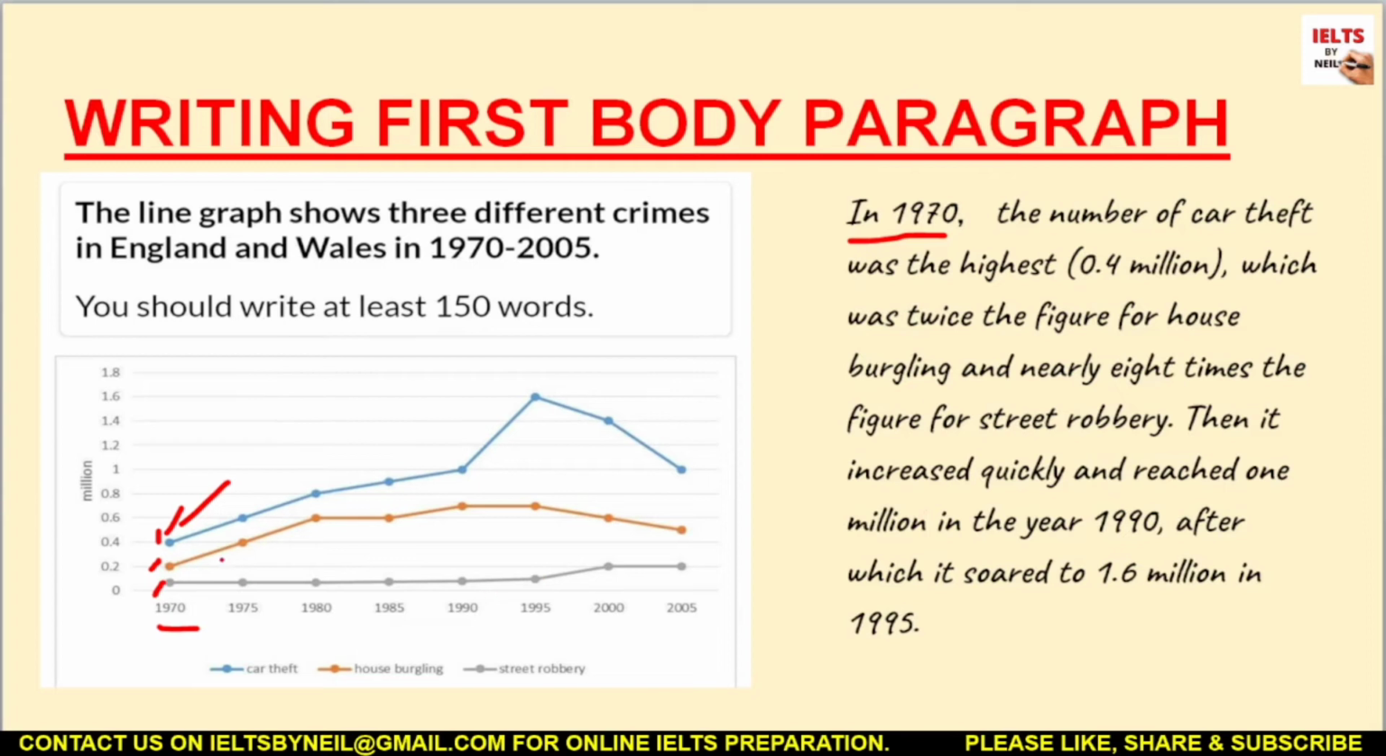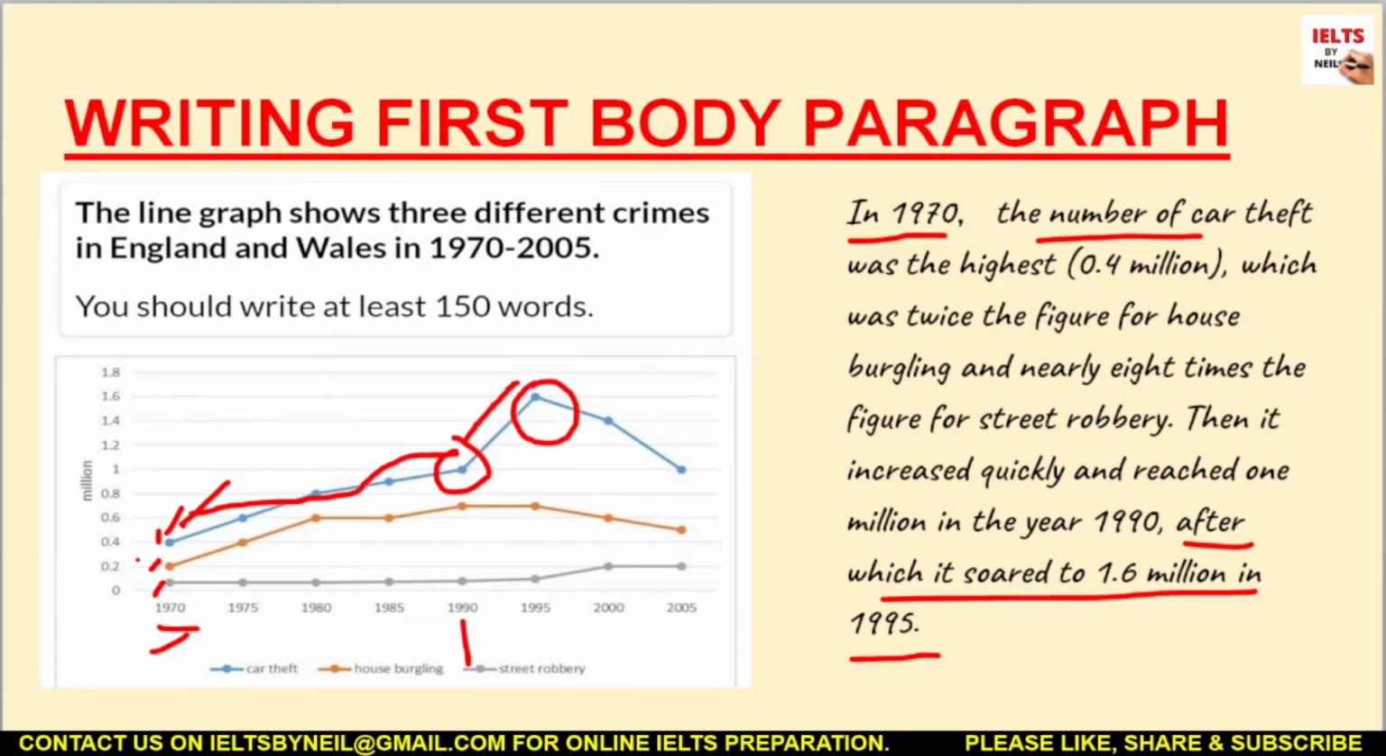So what I've done, I've talked about all the three types of robberies for 1970. Then it increased quickly and reached 1 million in the year 1990. So of course we're talking about car theft. Okay, it increased quickly and reached 1 million. This is 1990. It reached here. Okay, after which it started to soar to 1.6 million in 1995. Then in 1995 it reached 1.6 million.